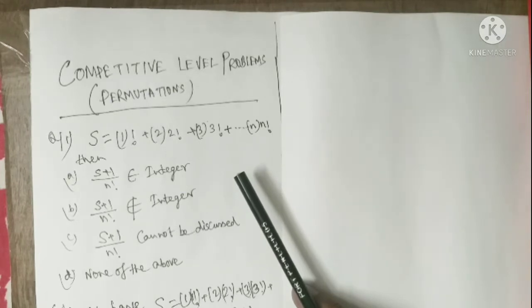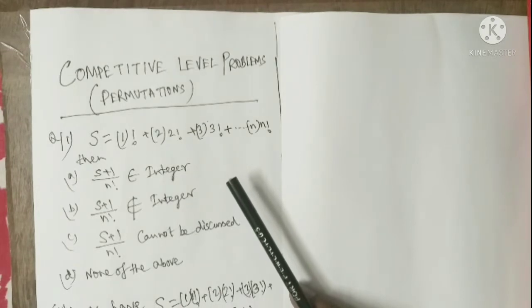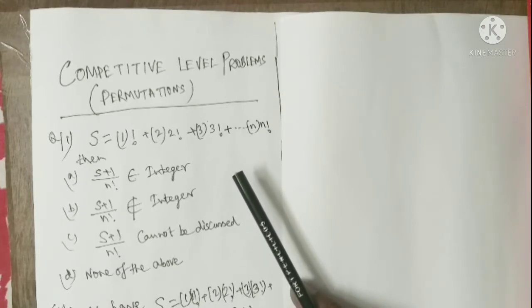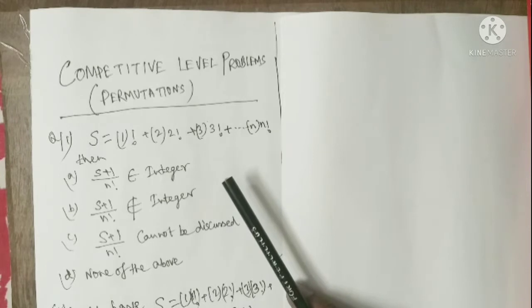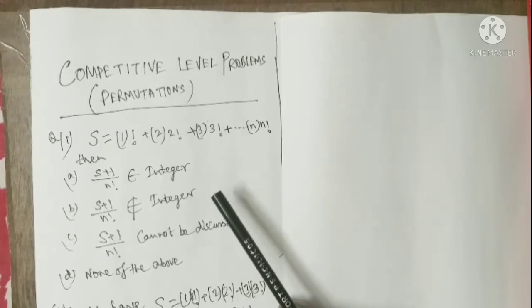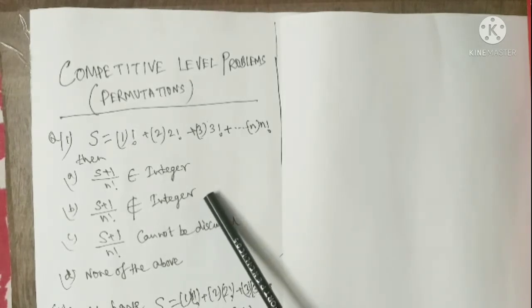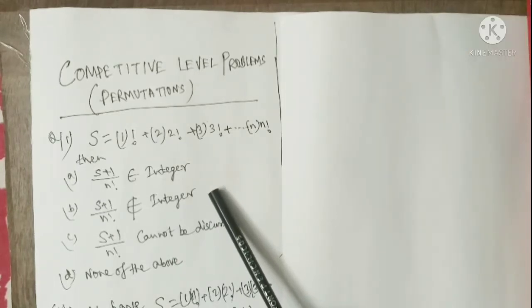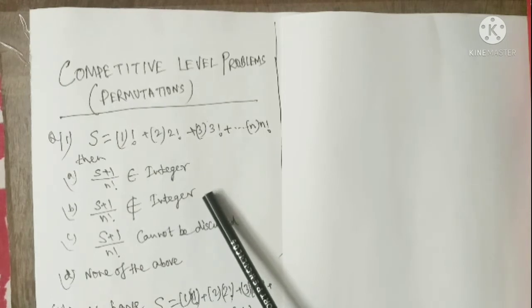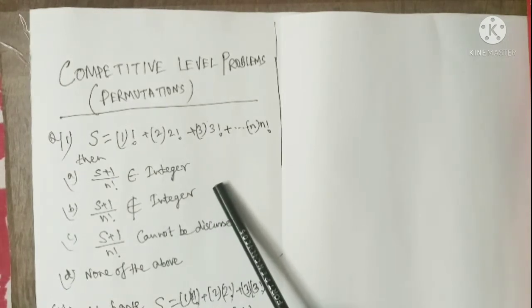In the last videos we discussed different types of problems of permutations, and board level type problems were also discussed. Now today's topic is competitive level problems discussion. The competitive level problems on permutations are of different types. Today we will establish some special types on this part.